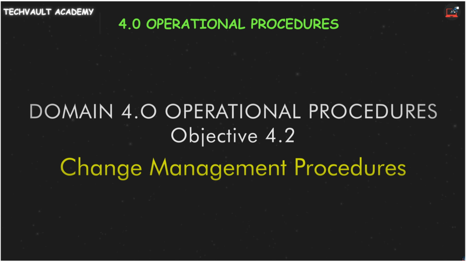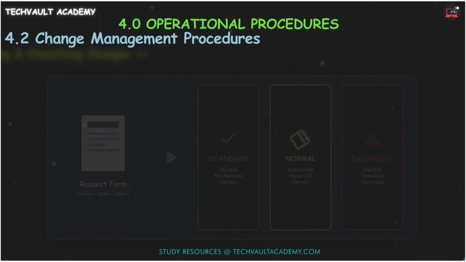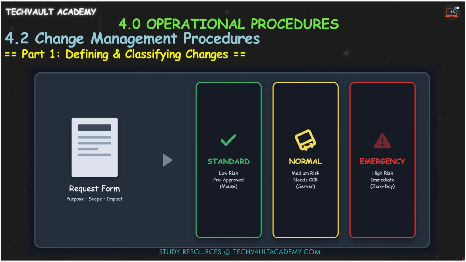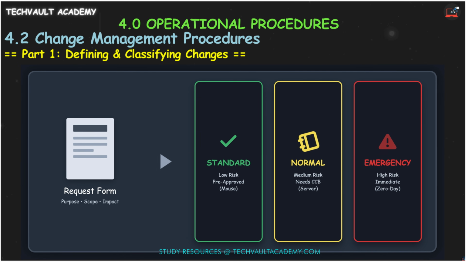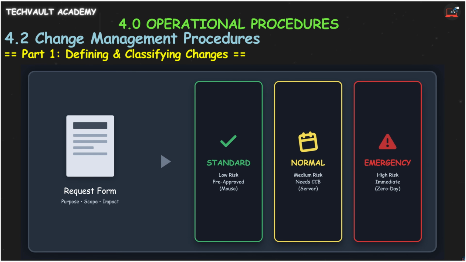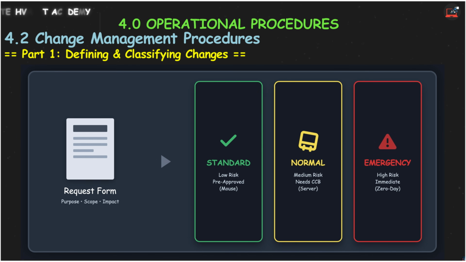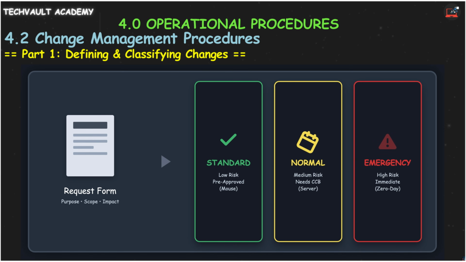This is your rapid-fire review of Objective 4.2. It all starts with the request form. You can't just change things on a whim. You must financially justify the purpose. Are you patching a security hole or adding a new feature? Next, you define the scope and impact. Scope is how far the change reaches.